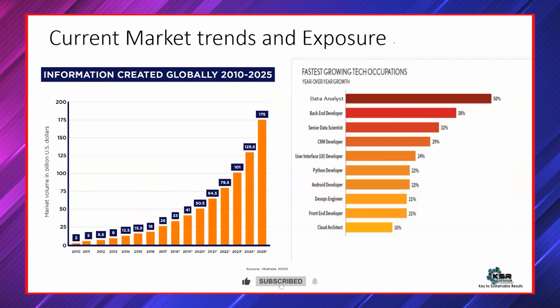Pretty clear? Now if I move ahead, what is the current market trend and exposure? If you check both the charts, chart one would give you an idea about the market volume of data in the last 12 years.